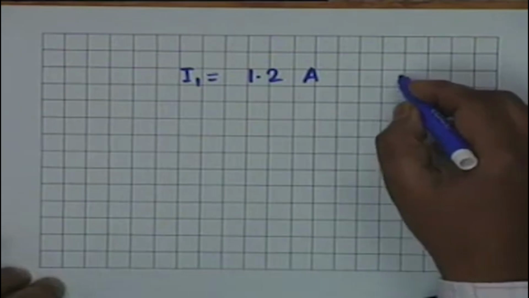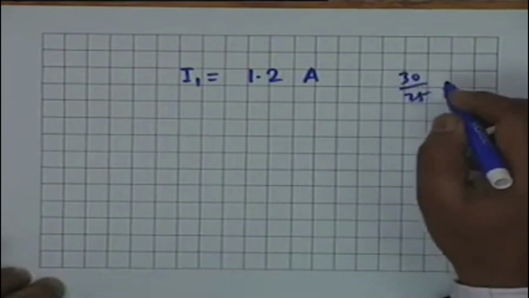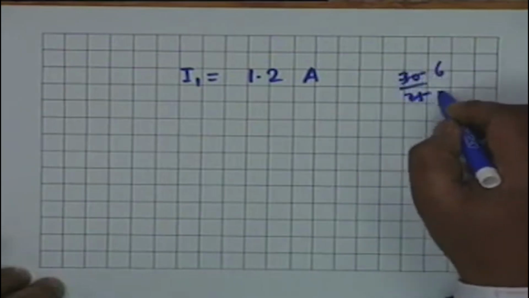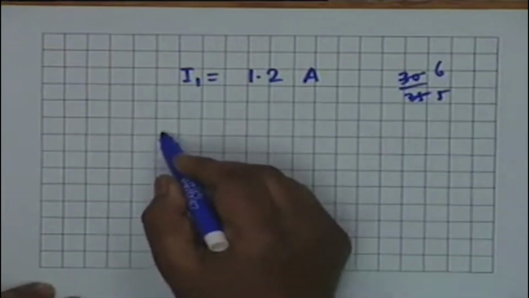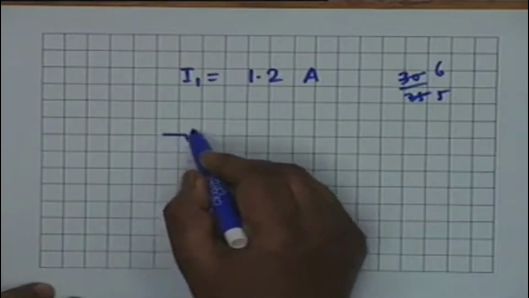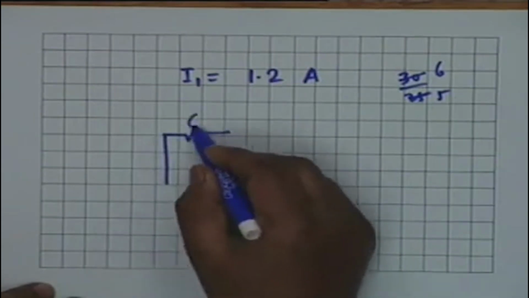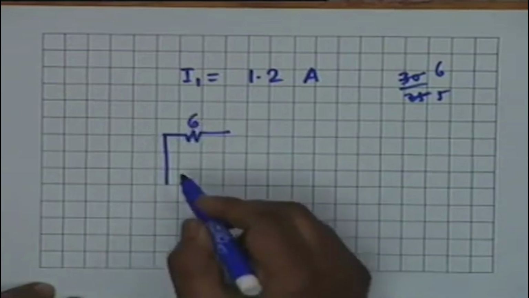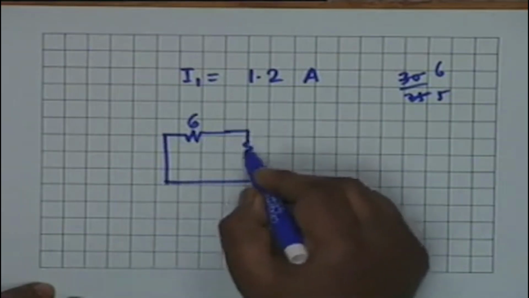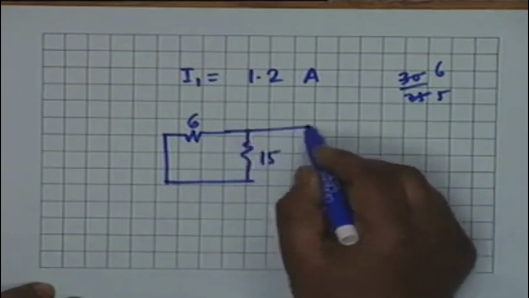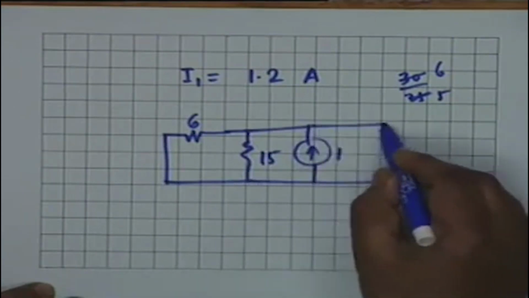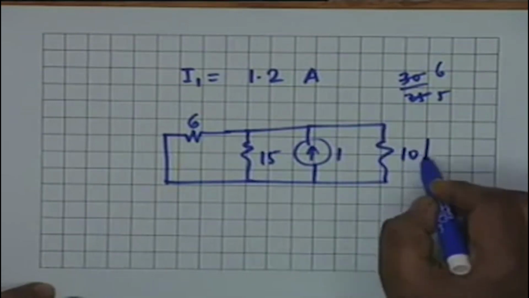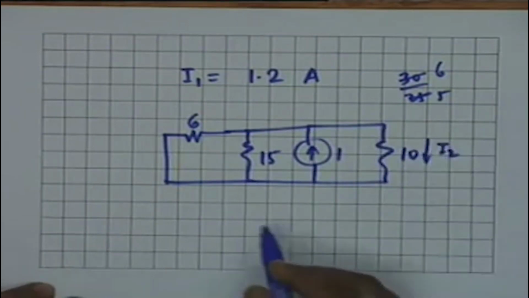5 to 30 divided by 25. Maybe you are right, 1.2. Okay, agreed. Then the other part is that we kill the 24 volt source. So we short circuit this, and then we have the 15 ohm. Then we have the 1 ampere source and the 10 ohm resistance, and this current is I2.